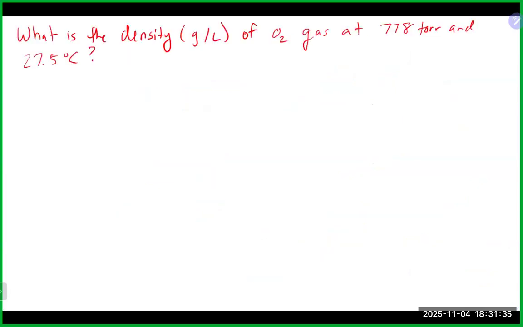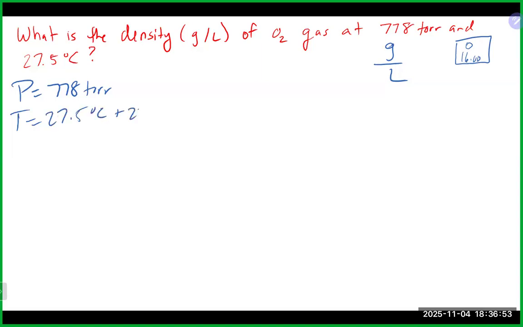All right, then let's try another one here. Let's take a look at this. What is the density in grams per liter of O2 gas at 778 torr and 27.5 degrees Celsius? Given to us is 778 torr. We do have a temperature given to us, 27.5 degrees Celsius. Clearly, we always want to convert our temperature into Kelvin. That gives us 300.5 Kelvin.